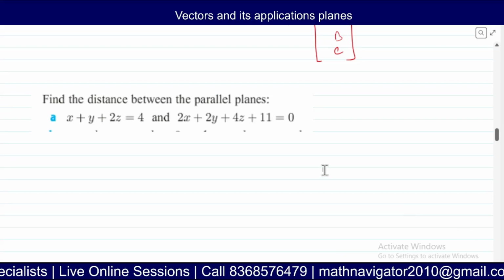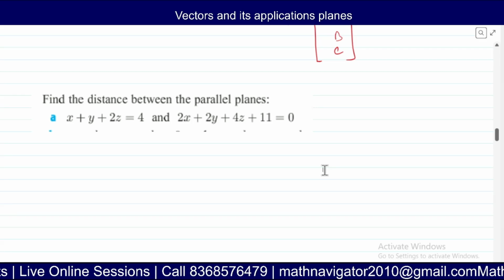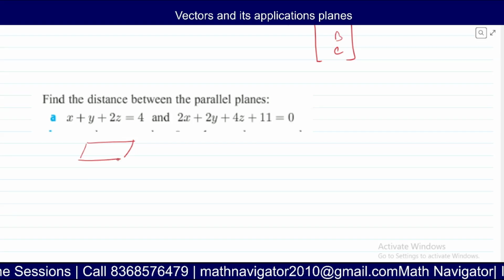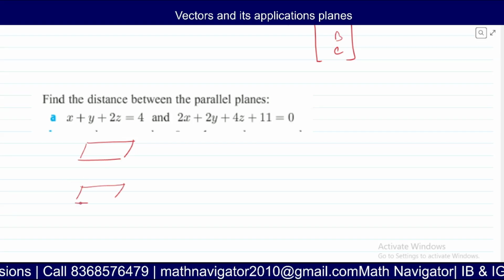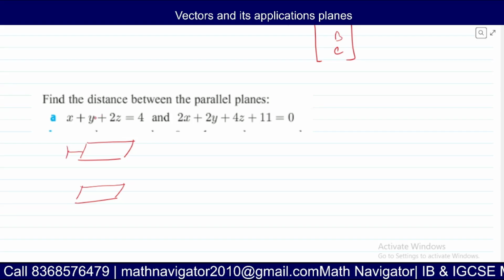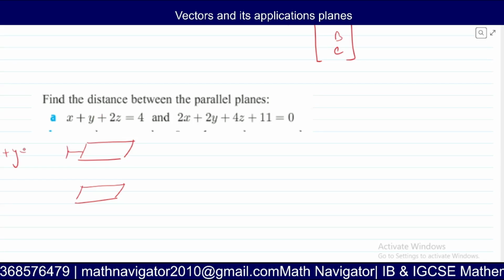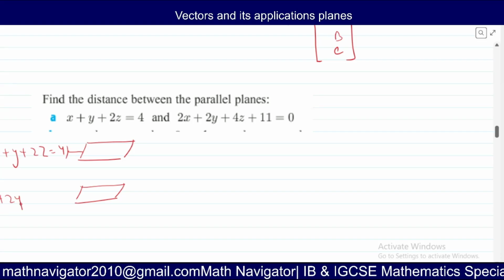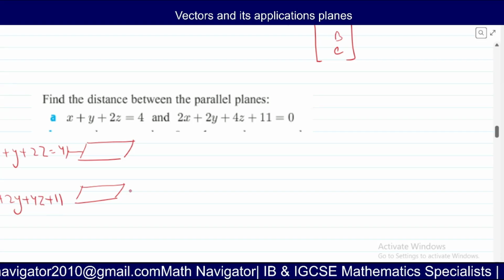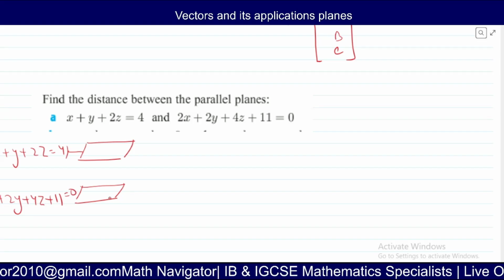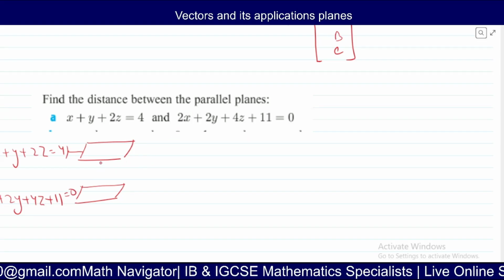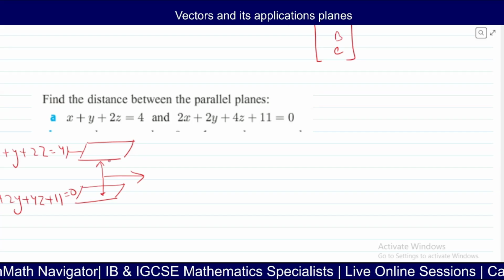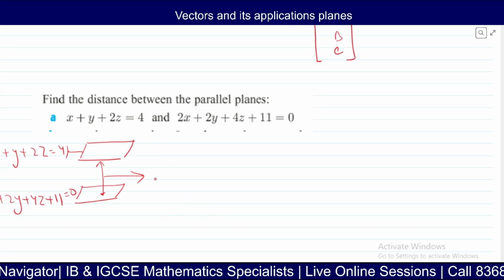Right. So basically what this question is saying, let's say these are the two planes. Let's call this plane this. So the question is x plus y plus 2z is equal to 4, and 2x plus 2y plus 4z plus 11 is equal to 0 is the equation of this plane. Now I want to find the minimum distance between the planes. So the minimum distance between the two planes is the perpendicular distance.